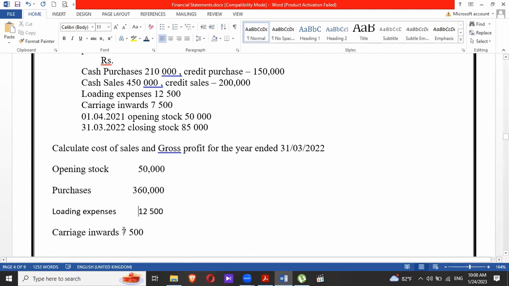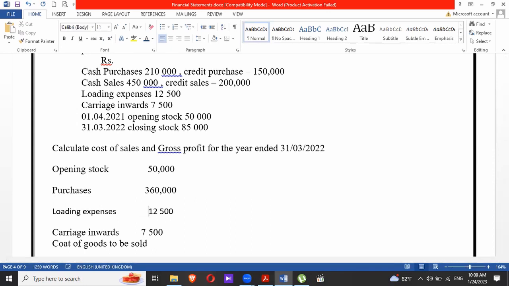So now we know the answer. We can call this as cost of goods to be sold, right? The summation of these four figures, we can call it as cost of goods to be sold. So here total we can take purchase related expenses 12,500 and 7,500, altogether 20,000, 380 plus 430,000. Cost of goods to be sold 430,000 is the total.